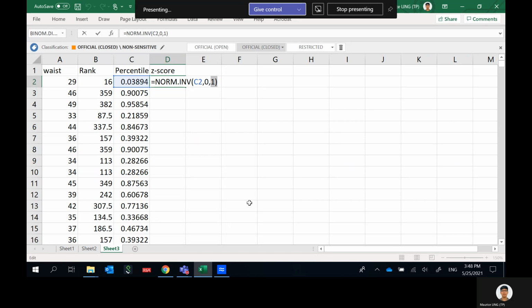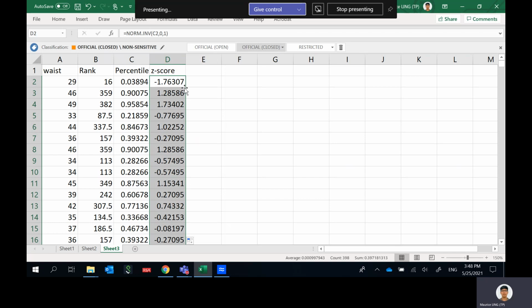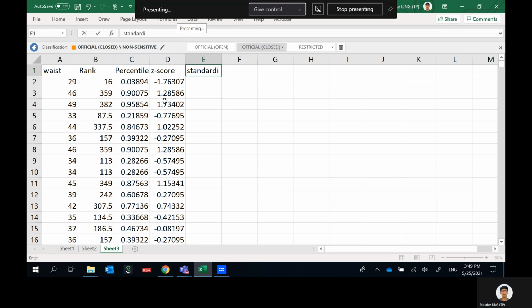Okay. So now we have that. Then you can settle the Z-score column. So the last one is column E. We have to convert the waste into a standardized waste score. So you call this a standardized waste. So essentially, just follow accordingly.